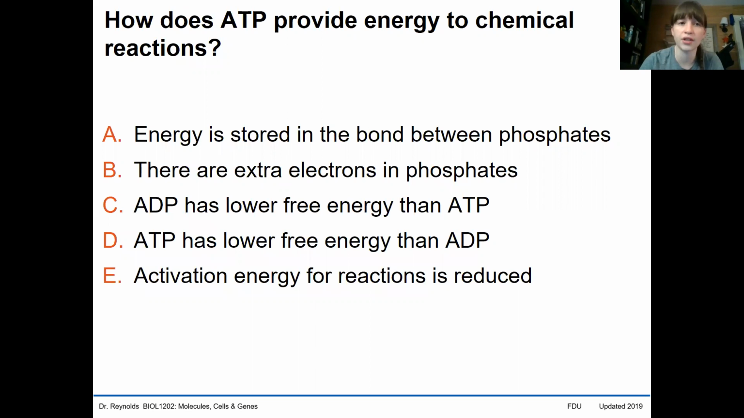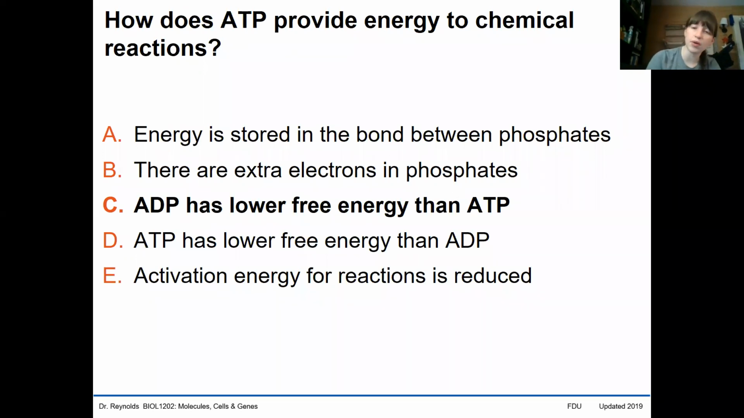So tell me in Socrative, how does ATP provide chemical energy to chemical reactions? Hopefully you remembered that there's not going to be any energy stored in particular bonds or groups. There's no extra energy or extra electrons, and you can't just break a bond and magically get energy released. What's key here is to remember that this all has to do with free energy, and the fact that ATP has more free energy than ADP.